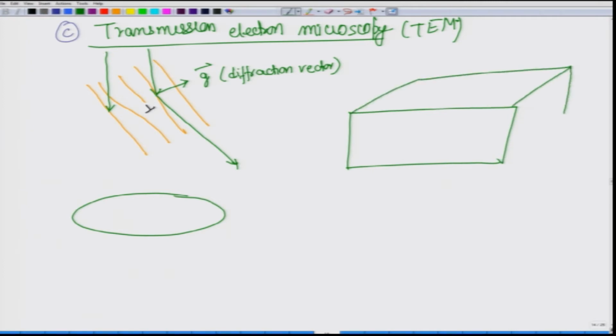Let us say this is a thin foil which has been observed, and that thin foil will have lines like this. What do these lines represent? These are dislocation lines. So, this is one of the best methods to observe dislocation lines, and this method is useful whether the density is high or low.